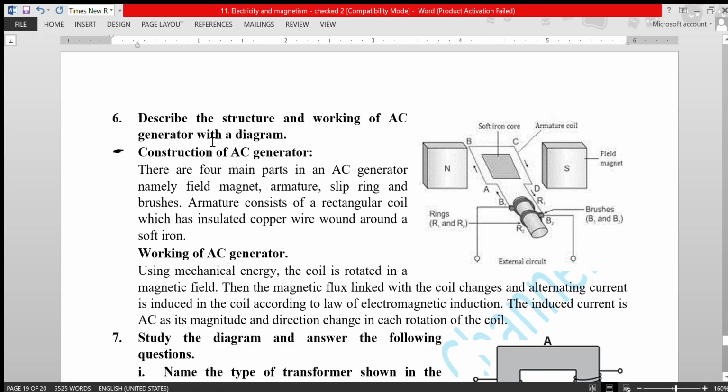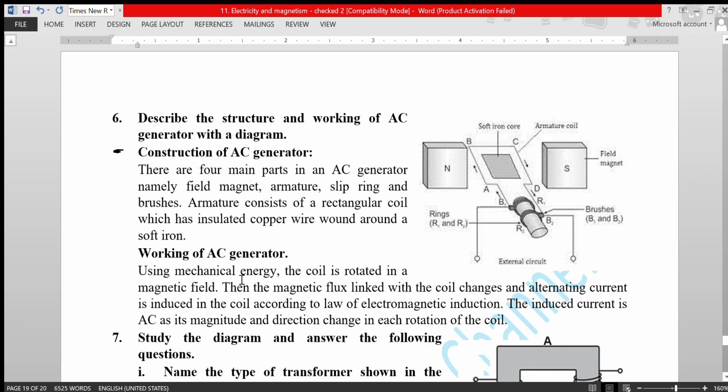Describe the structure and working of AC generator. Construction of AC generator. There are four main parts in AC generator, namely field magnet. These two are field magnet. Armature. This is the armature coil. Slip ring and brushes. Slip rings, brushes.